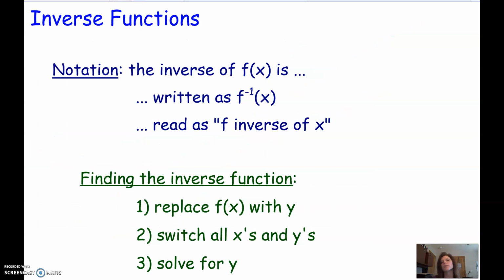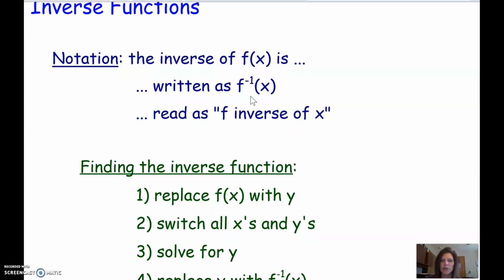We can also talk about finding the inverse from an actual formula. So f of x is my function. The notation for the inverse is f to the -1. We don't say "f to the -1." We say "f inverse of x." Okay, so just get used to the new notation.